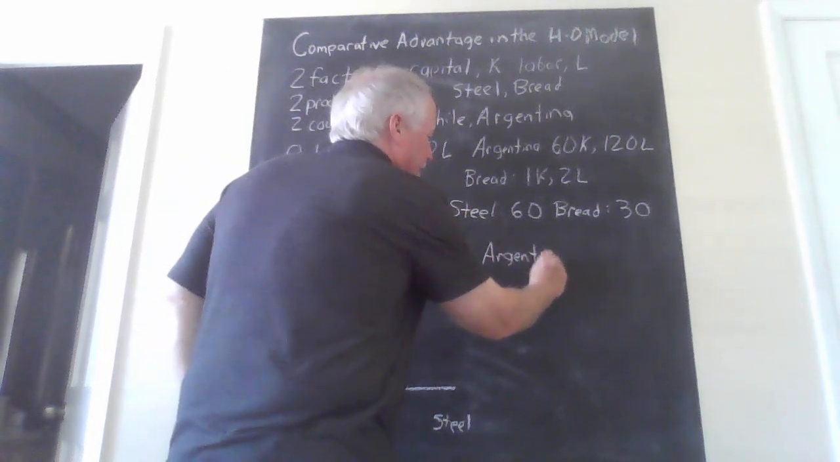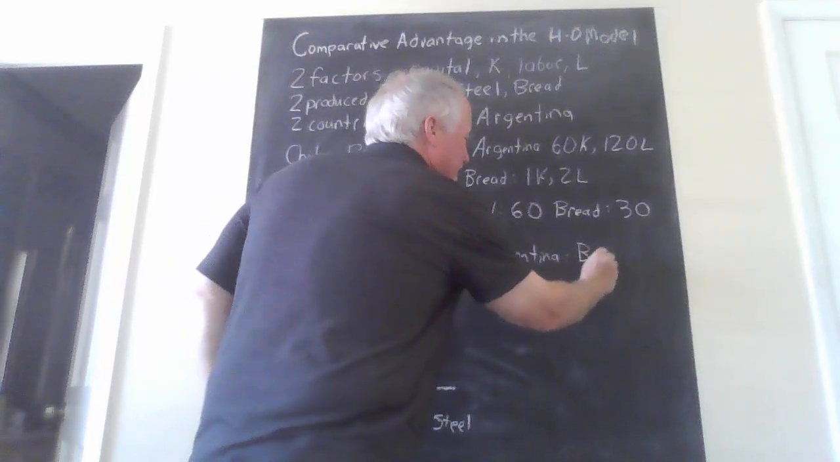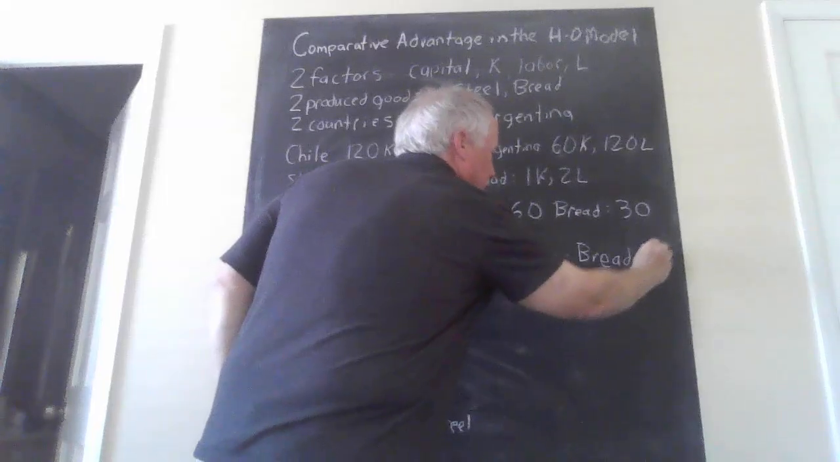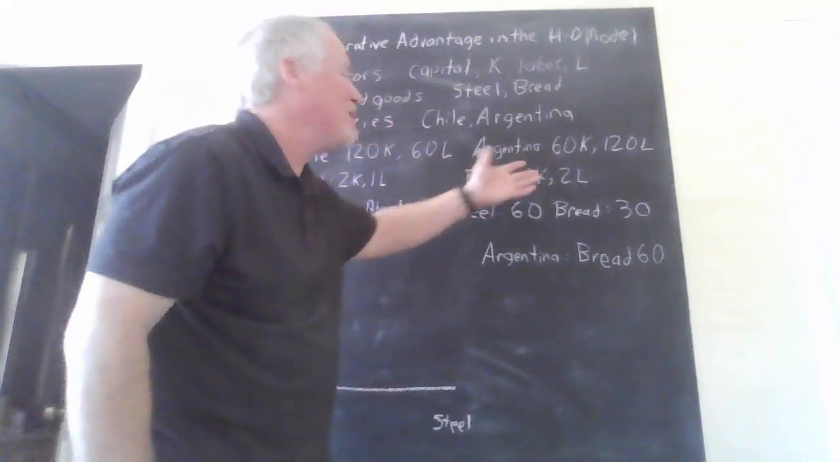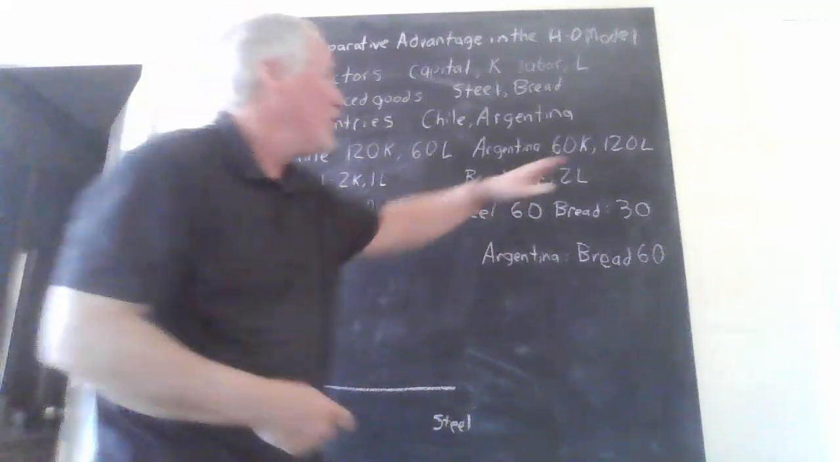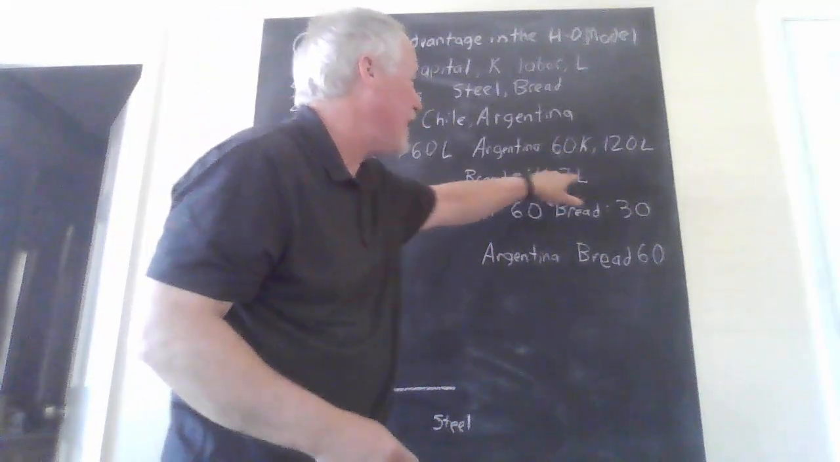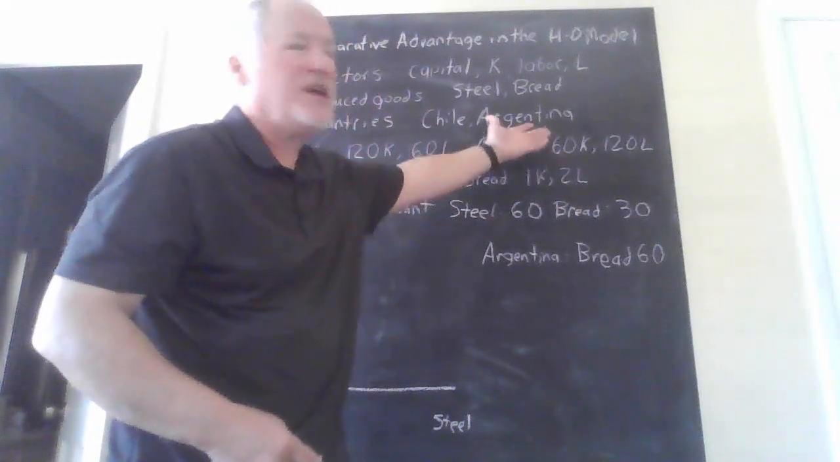In this case, Argentina could produce 60 units of bread if they produced all bread, because Argentina is abundant with labor. They have a lot of labor. So in this case, they could produce 60 units of bread. They need 60 units of capital and 120 units of labor according to the formula, and that's exactly what they have.